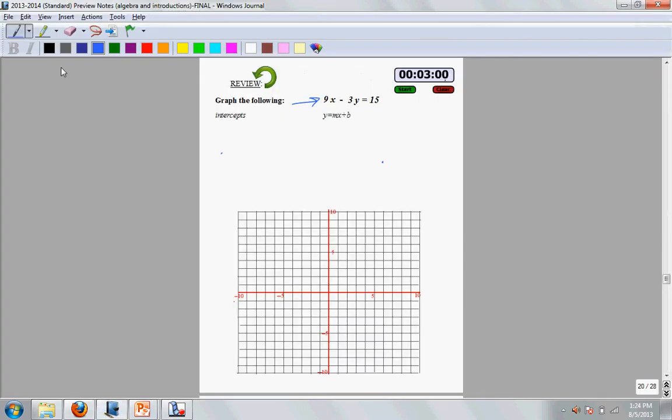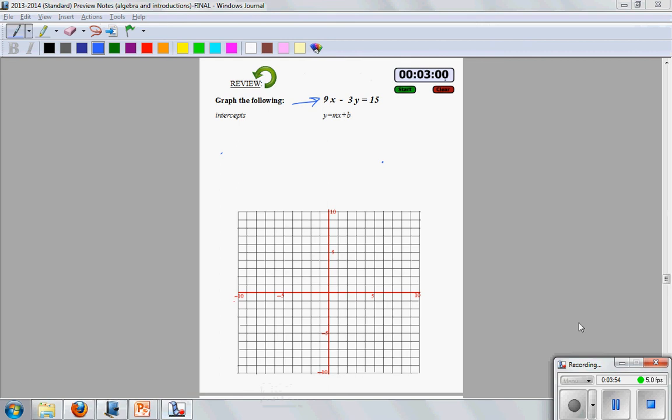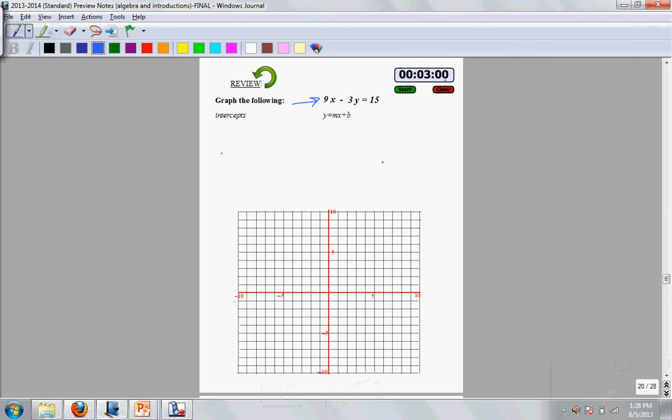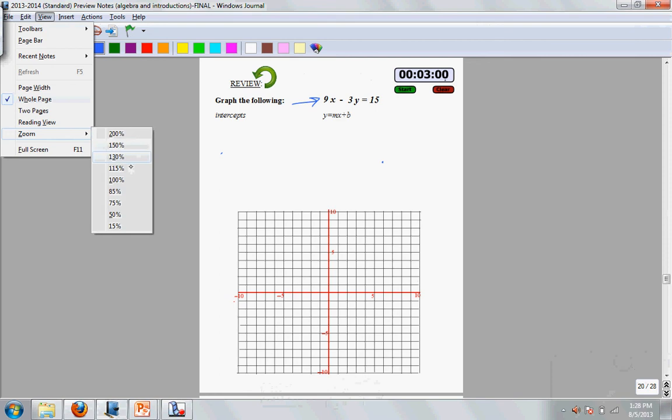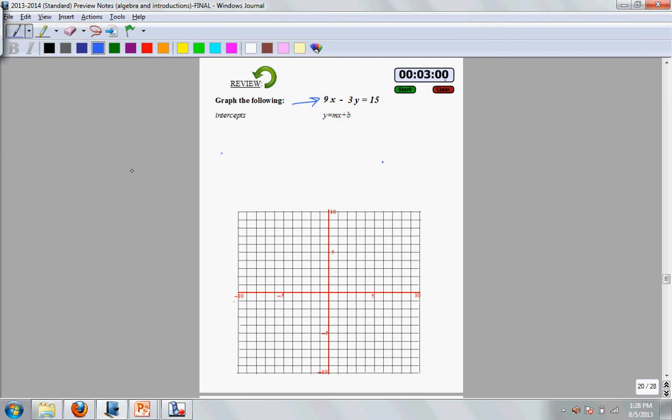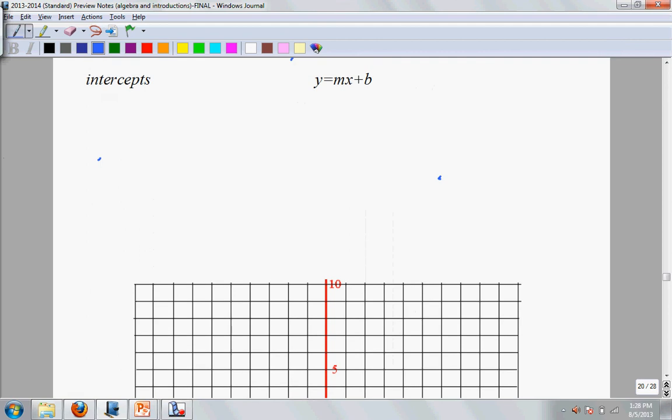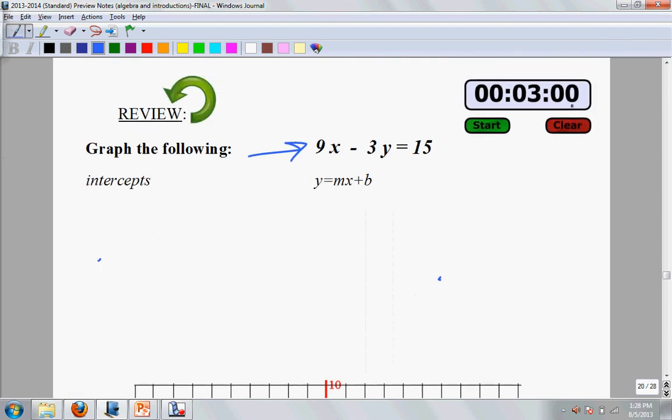All right, let's take a close look. There are 2 ways to go about this. There's a couple ways to tackle this. One would be to use intercepts. Another would be to use y equals mx plus b. So first let's go through the intercepts.